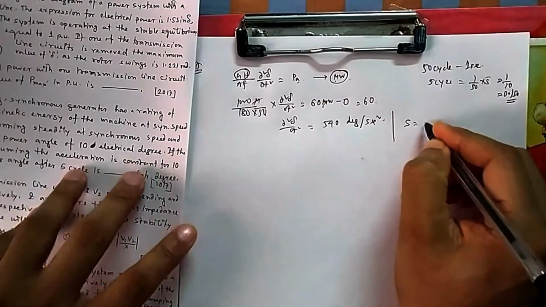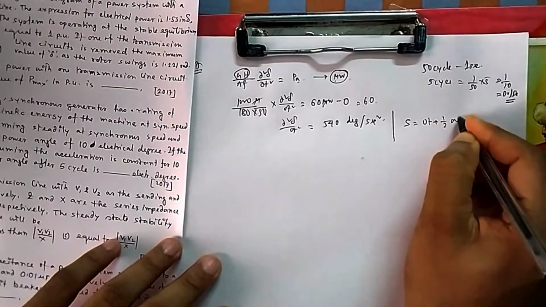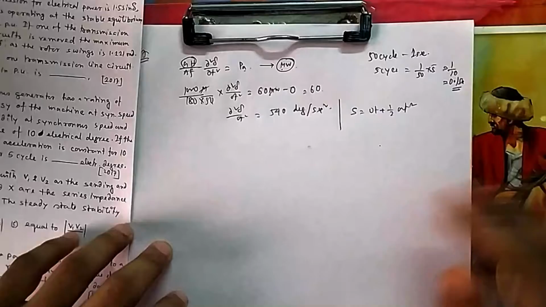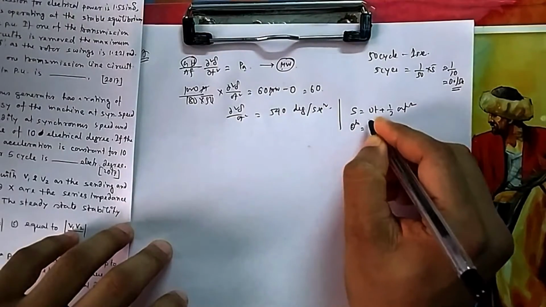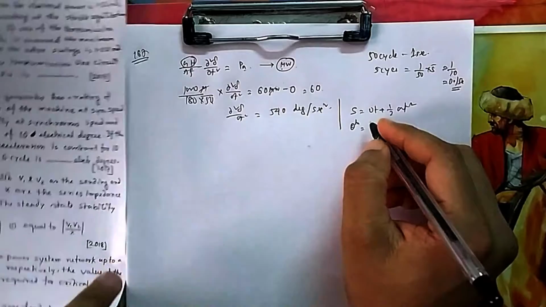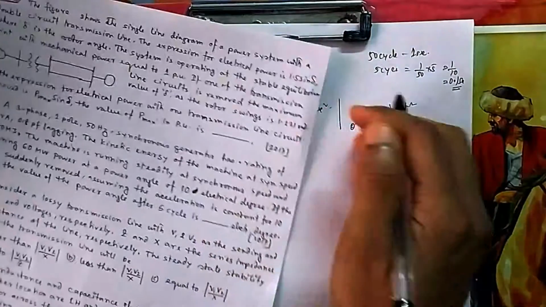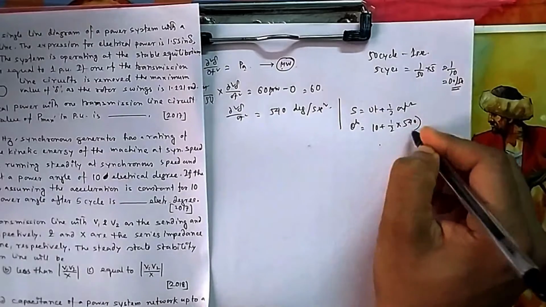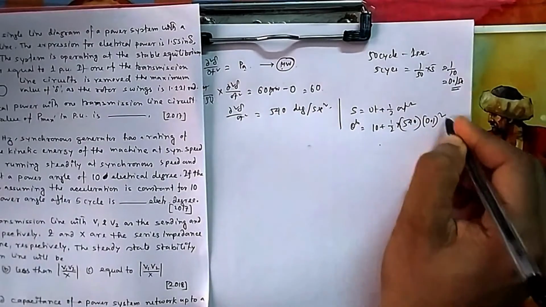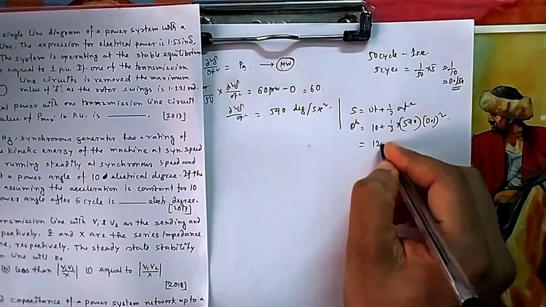Now they are asking after 5 cycles how much it will be. So what distance it will travel is equal to ut plus half of at square. Here distance is the angle, angular displacement. So your final theta will be equal to the initial theta, it was operating at 10 degree electrical. So 10 plus half into acceleration 540 into t square, 0.1 square. If you solve this one, you will find it is 12.7 degree.